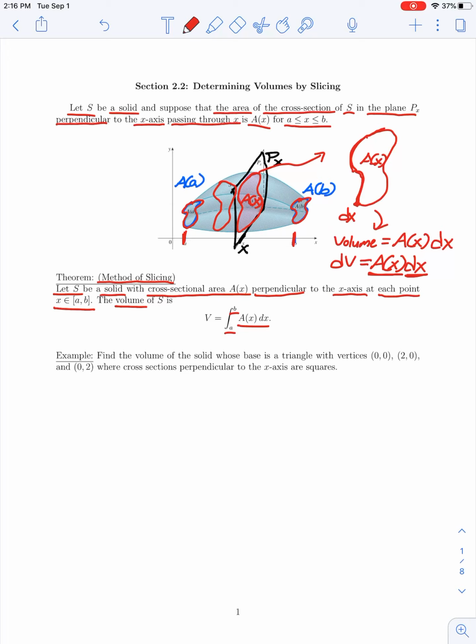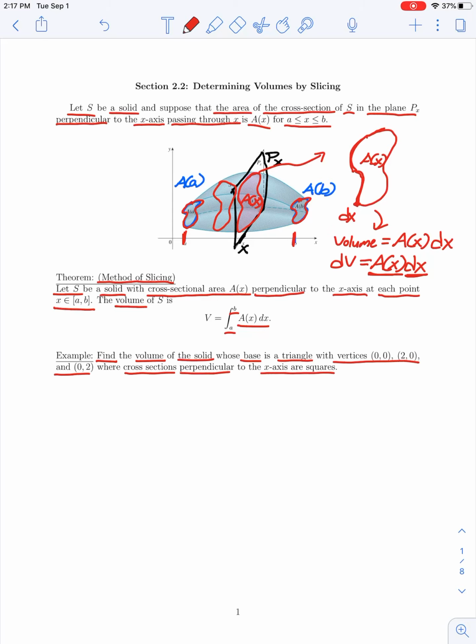So to make this a little more clear and see some specific examples, let's look at a problem. In this first example, we're asked to find the volume of the solid whose base is the triangle with vertices at (0, 0), (2, 0), and (0, 2), and where cross-sections perpendicular to the x-axis are squares. So this is a typical sort of problem for this method of slicing. We're given some information about our solid. In particular, its base is shaped like a triangle whose vertices are known.